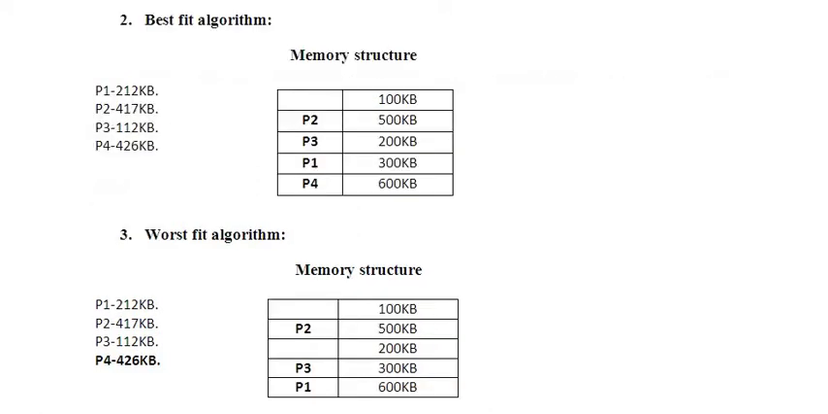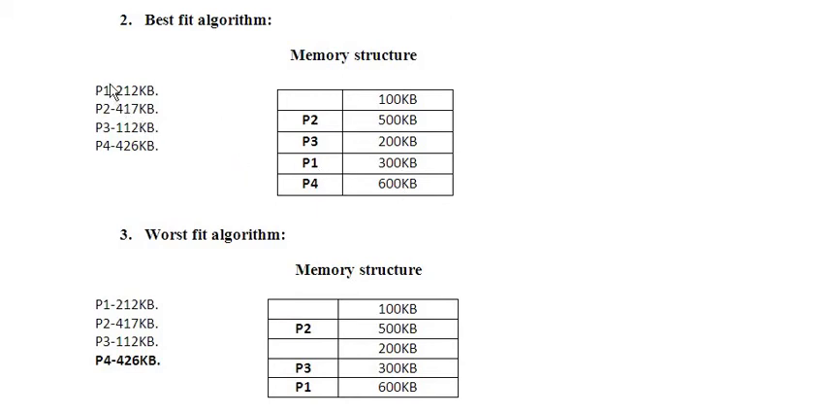Now we will see how these processes fit in memory by using the best fit algorithm. As we know, in the best fit algorithm, the block which is nearest to the particular process size and fits it most exactly is allocated. For example, process P1, again I have drawn the same memory structure: 100 KB, 500 KB, 200, 300 and 600.